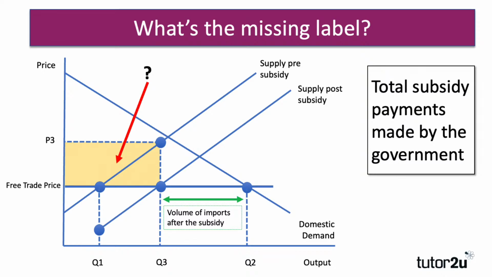So, total subsidy payments made by the government. If we have a look at this, we can see how much has been sold domestically, and then we can times that by the vertical distance between the two lines. That's the subsidy. The vertical distance between the lines is always going to be the subsidy or the tax. Remember, that's always going to be a vertical distance because you're always looking at a difference in price, which is on our vertical axis. Fantastic. Really, really good job there. I'm really, really impressed. I'm going to pass you back to Lisa.